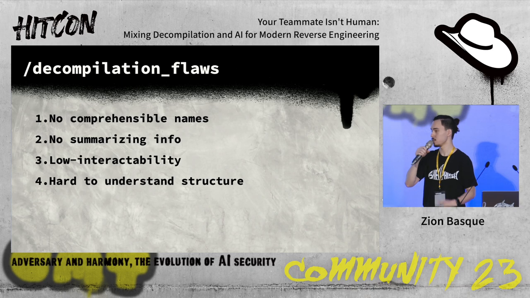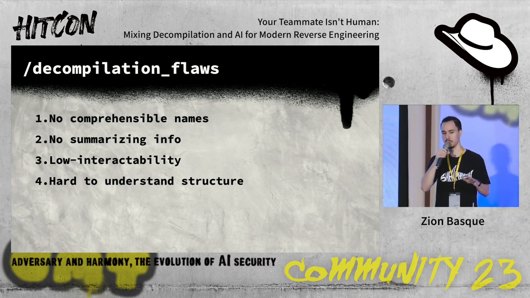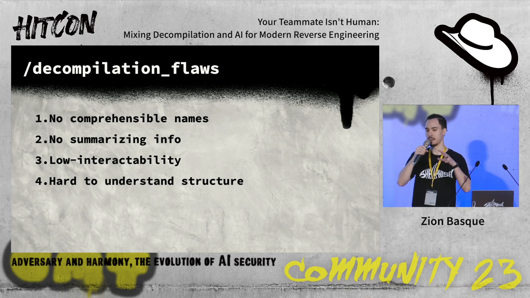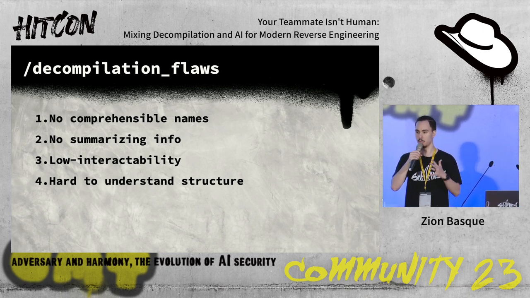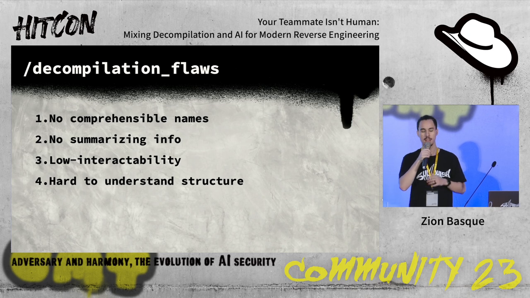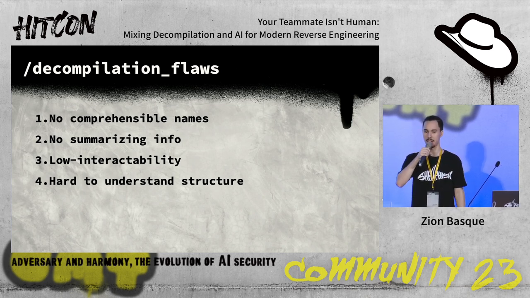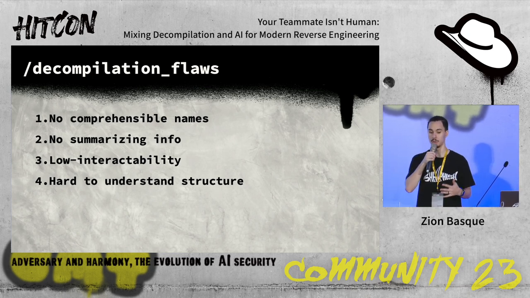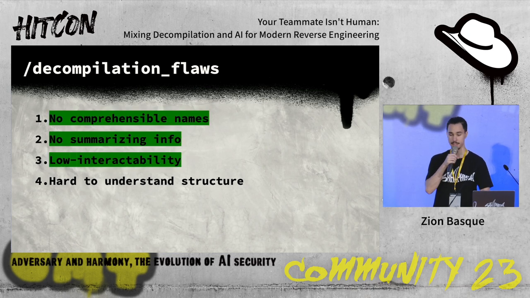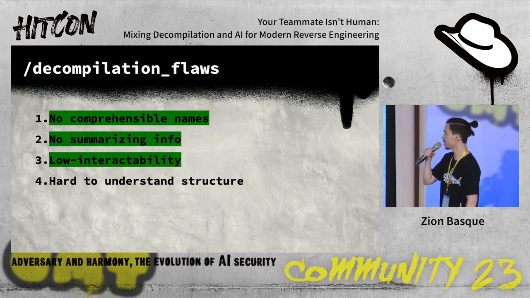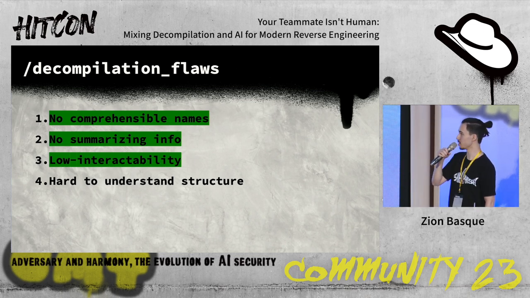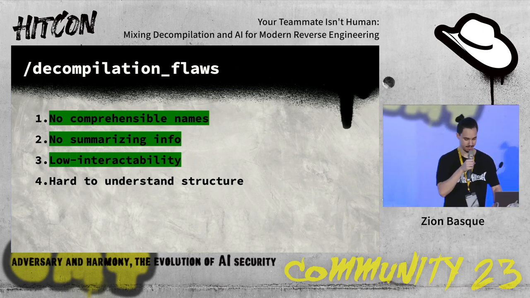So as a series of flaws here, you have no comprehensible names, you've lost summarizing info, there's low interactability, and it's hard to understand in general. And these are flaws that are kind of baked into decompilation, but should be more approachable, especially the interaction part. You only interact very lightly with your decompiler. You say something like, I want this variable name, I want this type, but really there should be ways to address the structure. In this talk, we're going to really focus in on the first three, although the fourth one, I think, also has approaches in AI that will be more obvious in the future. So these are the ones we'll focus on.